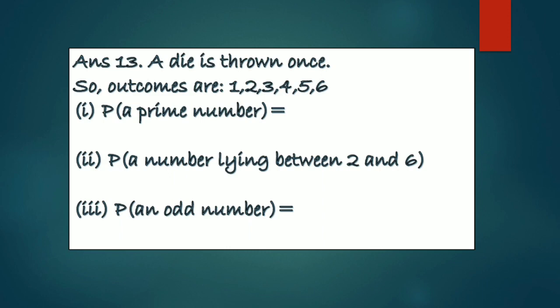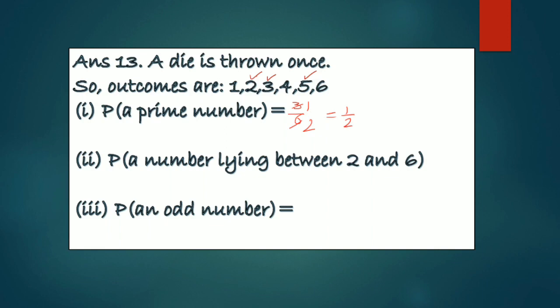Now the probability of a prime number. Now 2 is prime, 3 is prime, 5 is prime. So the number of favorable outcomes is 3, and the total number of outcomes here is 6. On simplifying this, 3 ones are 3, 3 twos are 6. We get the answer as 1 by 2.